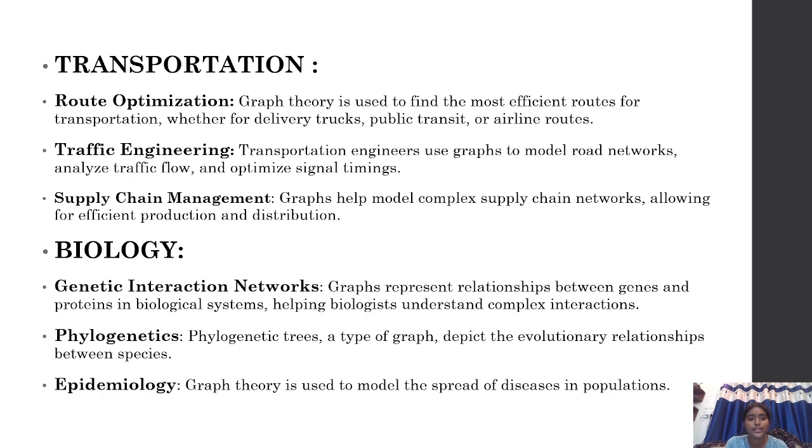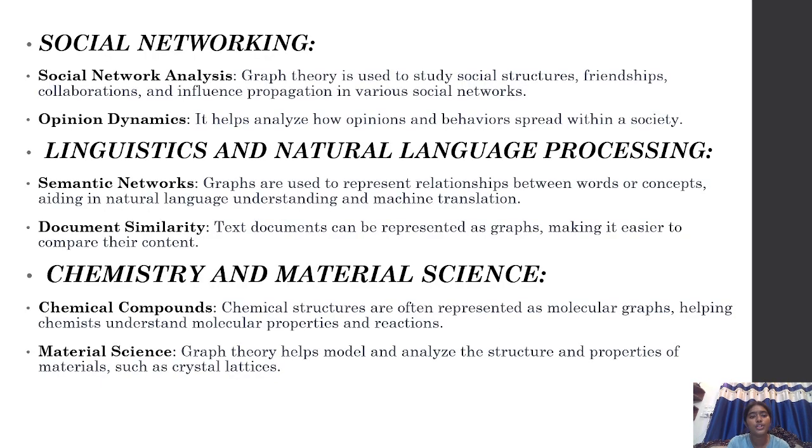How is graph theory used in biology? For genetic interaction networks, graphs represent relations between the genes and the proteins in the biological system, helping biologists understand complex interactions. And phylogenetics. Phylogenetics uses a type of graph that depicts the evolutionary relationship between the species. Epidemiology. Graph theory is used to model the spread of diseases in a population. Social networking. So, social network analysis. Graph theory is used to study social networks, friendship, collaboration, and influence propagation in various social networks. Opinion dynamics. It helps analyze how opinions and behavior spread within society.